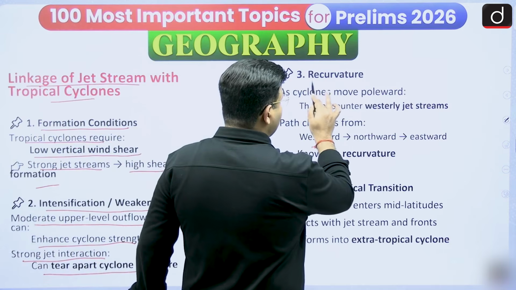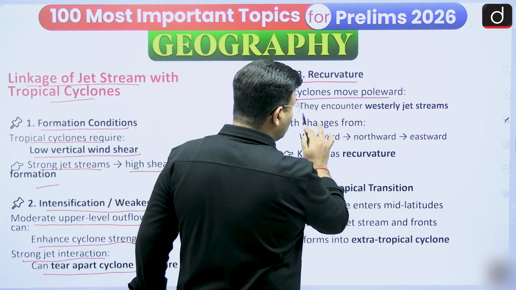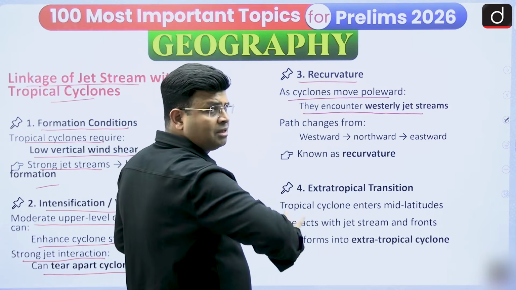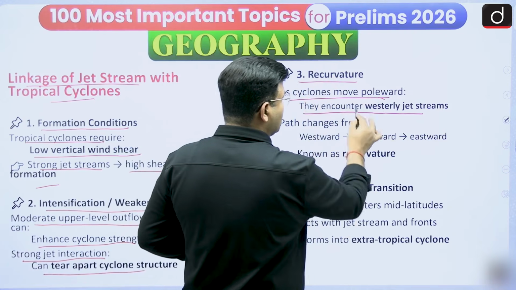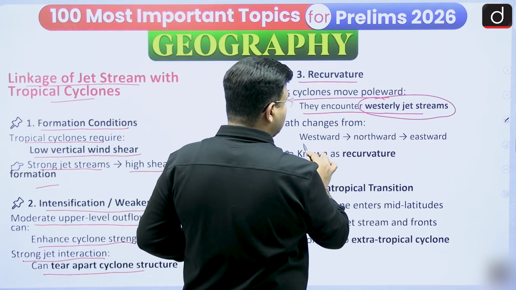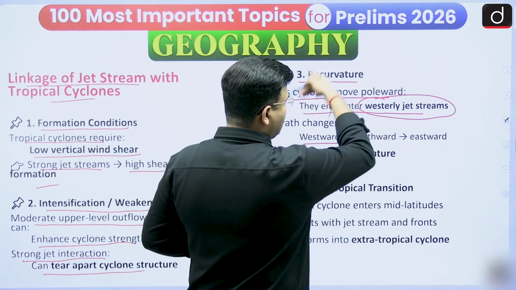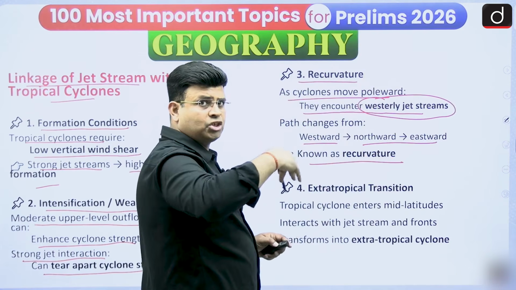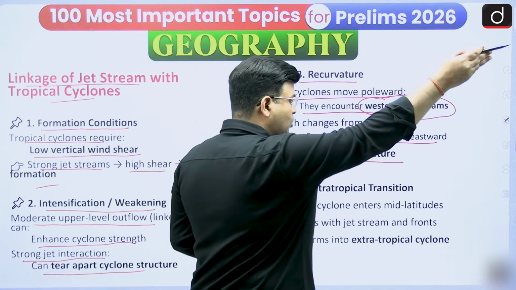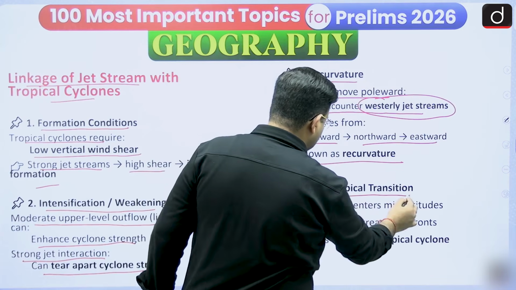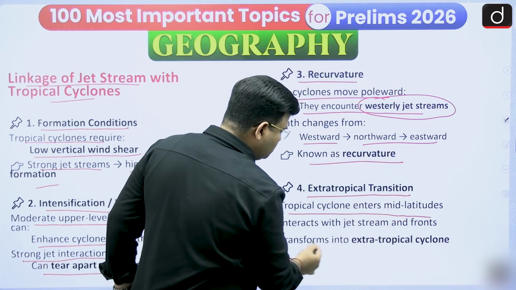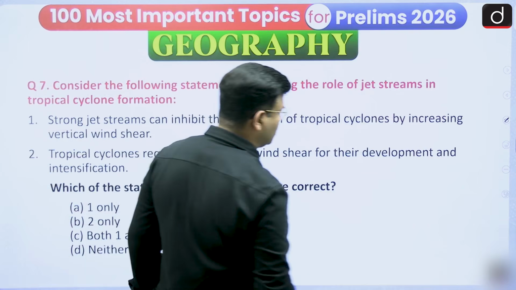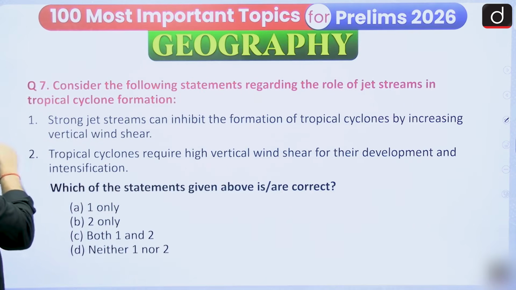And after that we can talk about recurvature. A cyclone moving poleward encounters the westerly jet stream. Sometimes it is moving poleward, taking the path and encountering the subtropical westerly jet stream, then it drags westward first, and then further northward and then eastward. It is known as recurvature. Westward, then northward, then eastward, it becomes an extratropical cyclone. Now this tropical cyclone enters the mid latitude, interacts with the jet stream over there and the front, and transforms into an extratropical cyclone. So on the basis of that, you have to see this question.